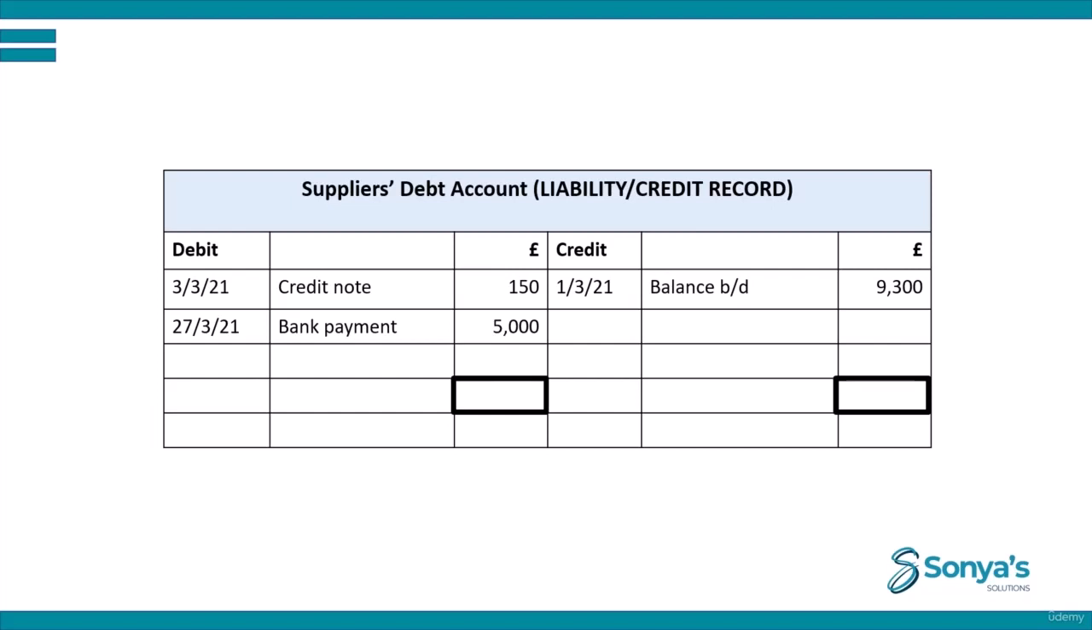A few other things to note that are in a manual bookkeeping system. The next entry is always written on the next available line. We don't leave any gaps to avoid people incorrectly or fraudulently adding things into the account. The column totals are always opposite each other.